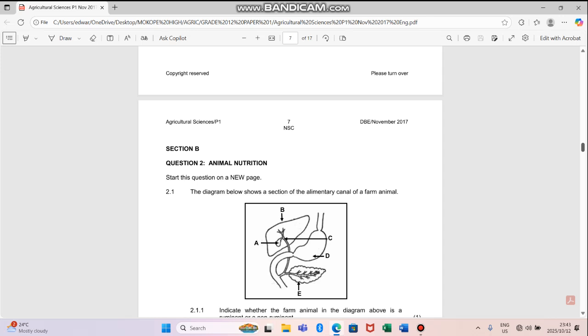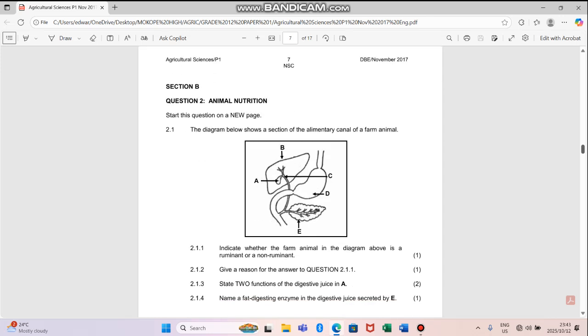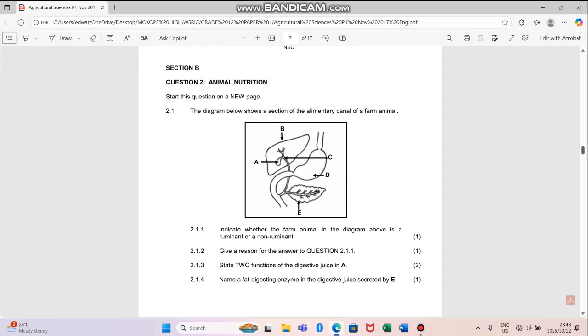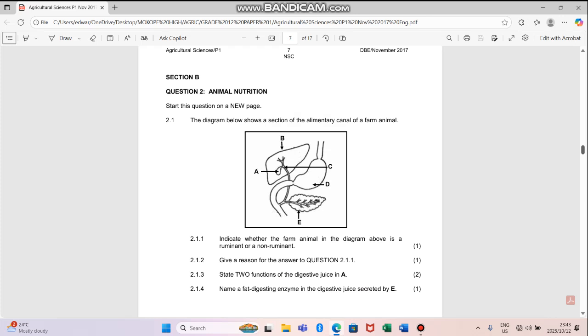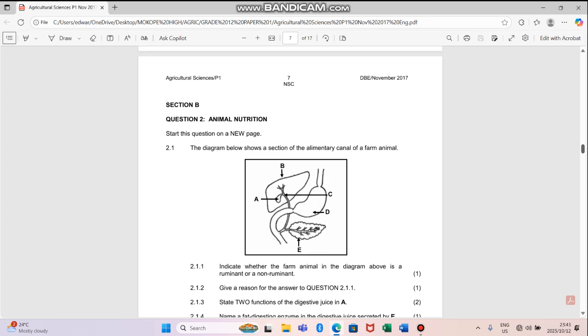Now let's go to section B. Question 2, you're going to have your animal nutrition, where you'll be dealing basically with the alimentary canal of farm animals, that is from the mouth to the anus or the cloaca. That's where we cover the process of where food is ingested, digested, absorbed, assimilated, and also excreted.